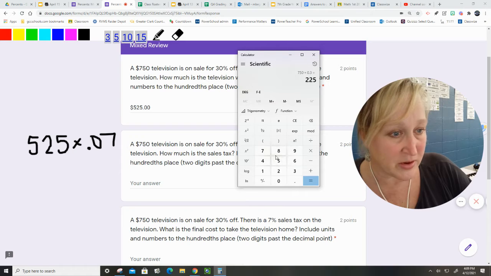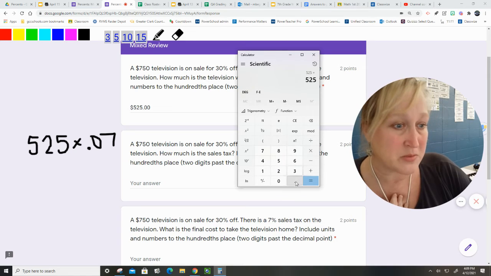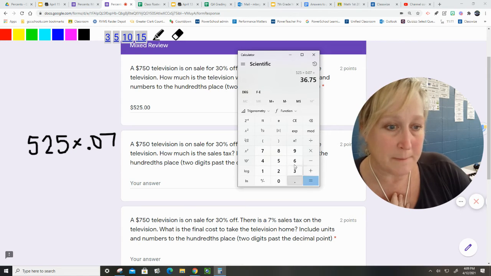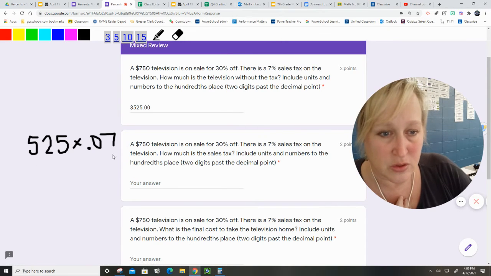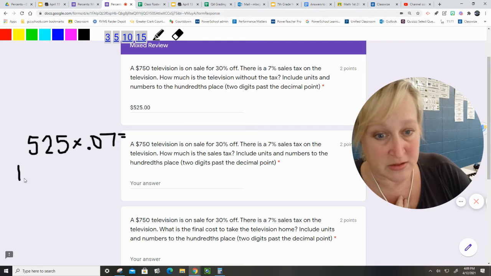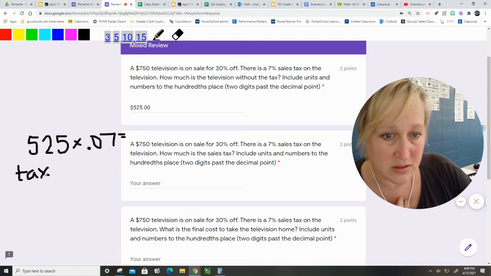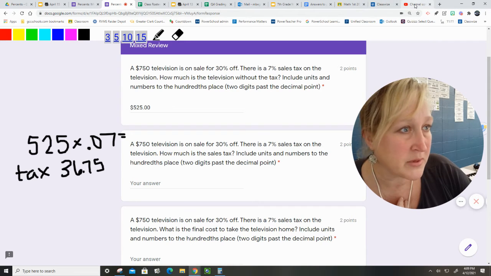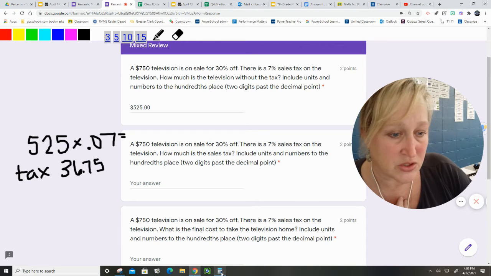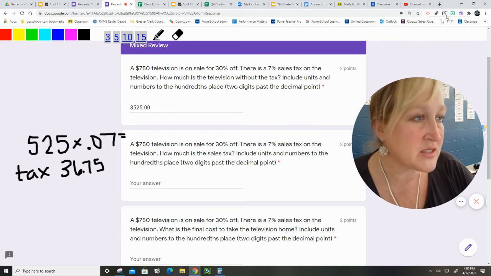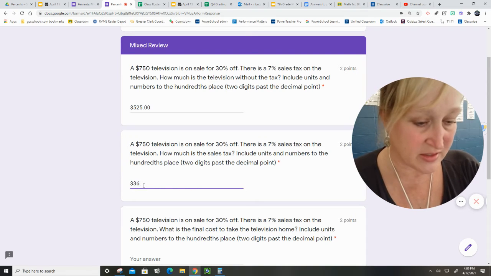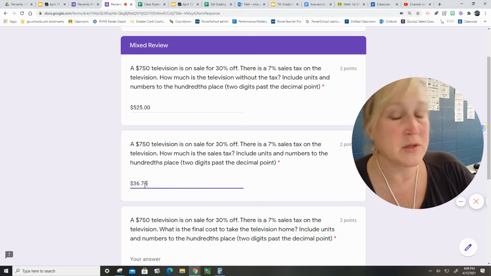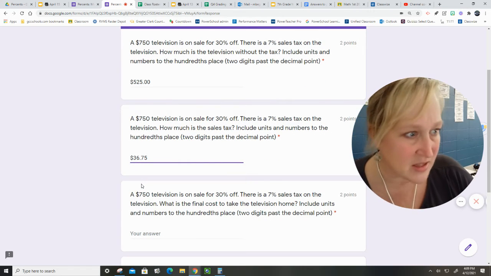I'm using my calculator. 525 times 0.07. My tax is $36.75. So I'm going to write down here, tax is $36.75. Okay, let me make sure that those are the right numbers, because you know Miss Biggin forgets things. Yep. So I'm going to type that answer in the correct form with the units of dollars, $36.75. Perfect.